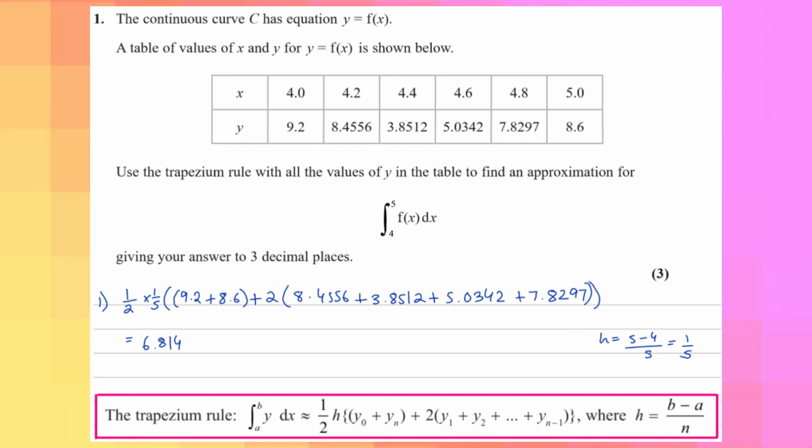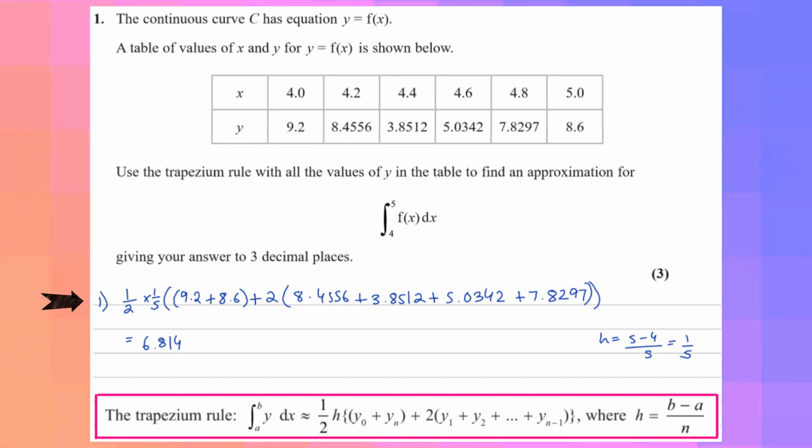Now, before we begin, I'd first like to clarify that y0 in the formula is the first value of y here, which is 9.2. This means that y1 is the second value of y, 8.4556, and y2 is the third value of y, 3.8512, and the pattern follows. yn is basically the last value of y in the table, which is 8.6. This means that yn minus 1 is the second last value of y in the table.